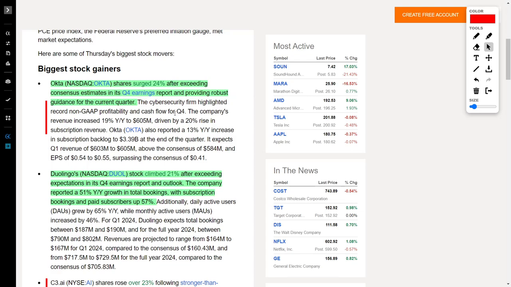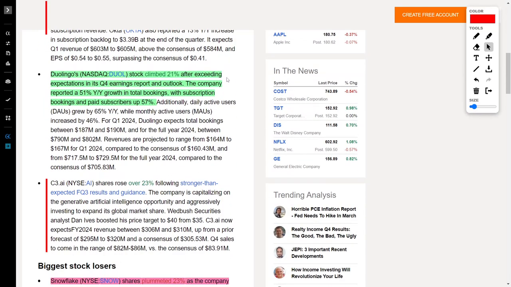According to the article, the cybersecurity firm highlighted record non-GAAP profitability and cash flow for quarter four. The article goes on to say, "The company's revenue increased 19% year over year to $605 million, driven by a 20% rise in subscription revenue." End quote. So again, this is very good news for this company. In my personal opinion, I would rather invest into a cybersecurity firm which did not have a gigantic breach in it. However, that's just my general thought, but now let's move over to Duolingo, ticker symbol DUOL.